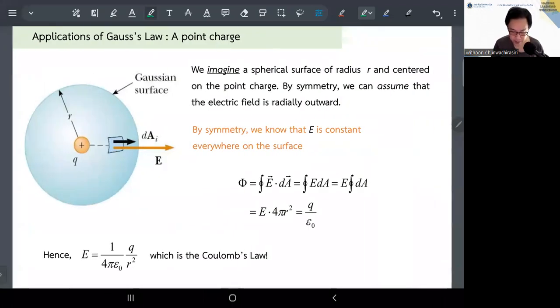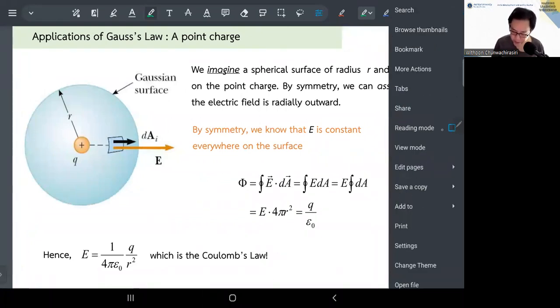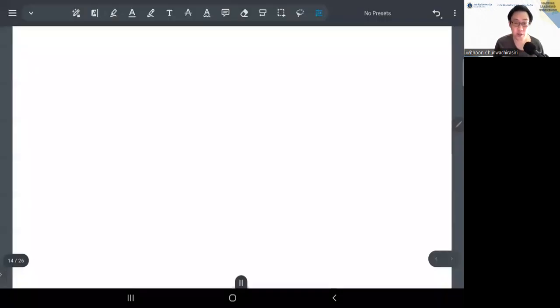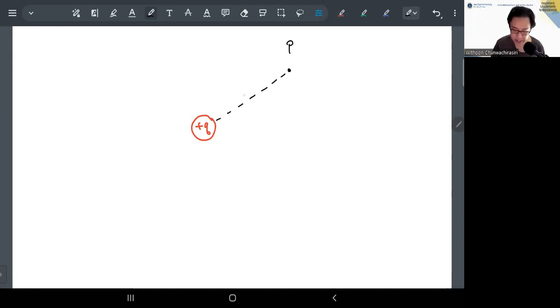All right, try this one, guys. Instead of going through this slide, I'm going to start blank and walk you through this one together. Okay, come with me here. So now I have a positive charge, plus Q, at the center. It's just blank space. There's nothing. It's just here. And let's say I am standing right here. Let me call it point P. And that point is at a distance R away from the charge.